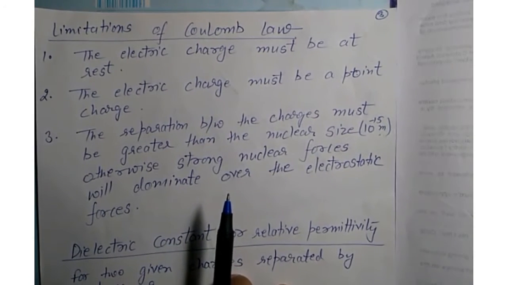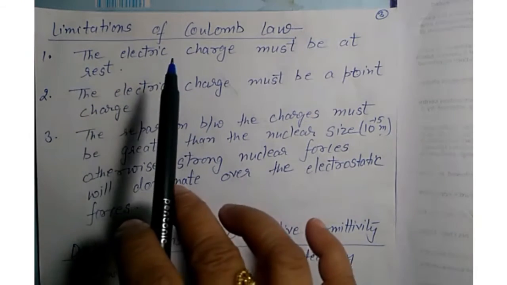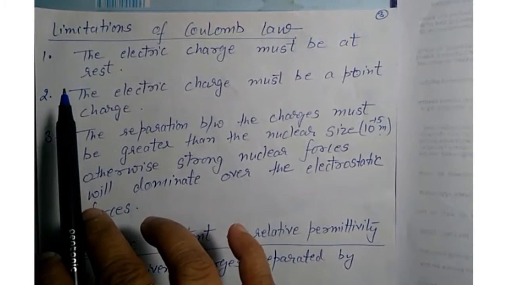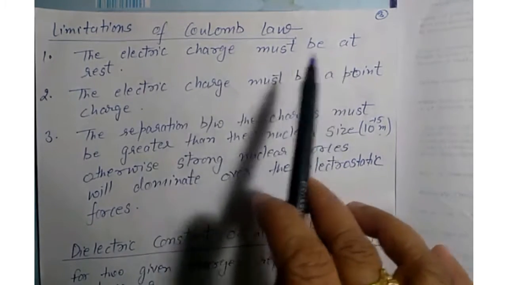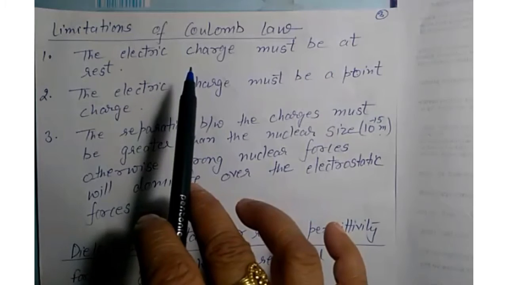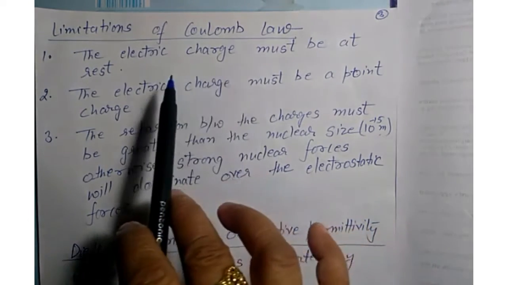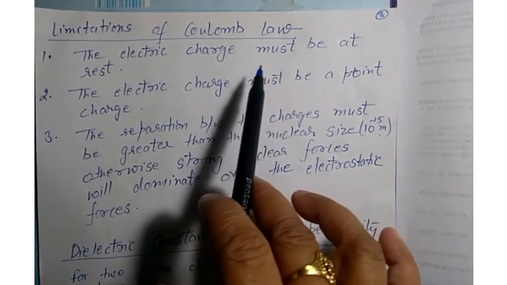After the importance of Coulomb's law, the next topic is the limitations of Coulomb's law. The first limitation is that the electric charge must be at rest. The charge should not be in motion. If the charge is in motion, then there is no meaning of studying the charge at rest, that is electrostatics.